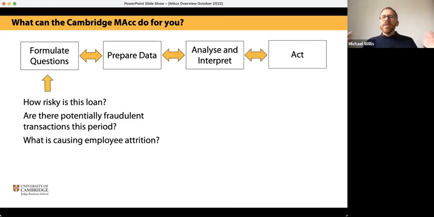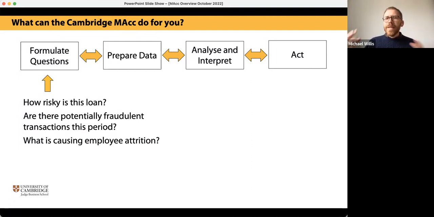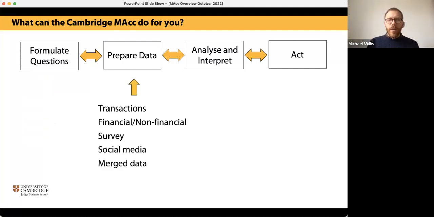Now, in modern times and in modern organizations, we're going to be thinking about things like, how risky is this loan? Should we lend to this entity? Or maybe we have a set of transactions for the period and we'd like to know if there are any potentially fraudulent transactions. Are there anomalous transactions that we need to investigate? Or maybe we have a problem going on like excessive employee attrition. People are leaving and we'd like to understand the cause so we can manage the cause or causes of the attrition.